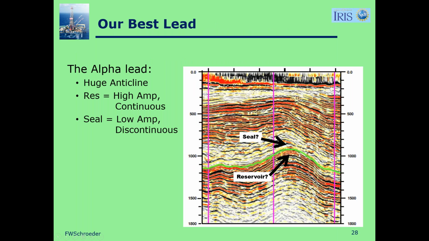So our best leads will be places where this top Latrobe unconformity, the green marker, is structurally high. We have an anticline, and underneath green, we would hope to see higher amplitude reflectors, and on top of green, we would expect to see moderate to low amplitude reflectors. And so this would be our potential hopeful reservoir, and this would be our potential hopefully existing regional seal.